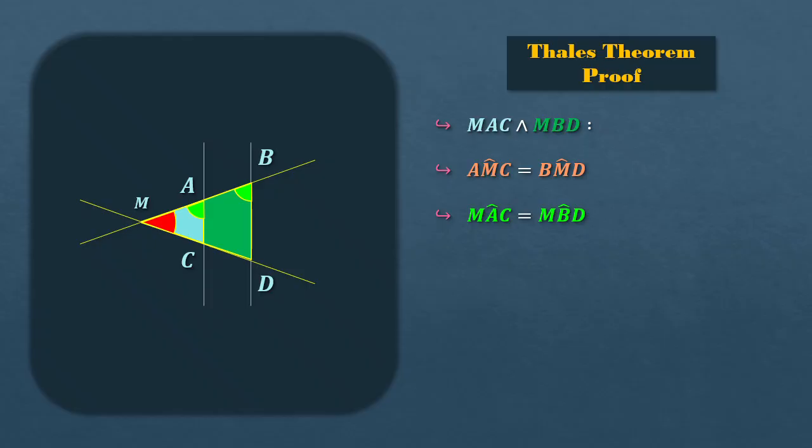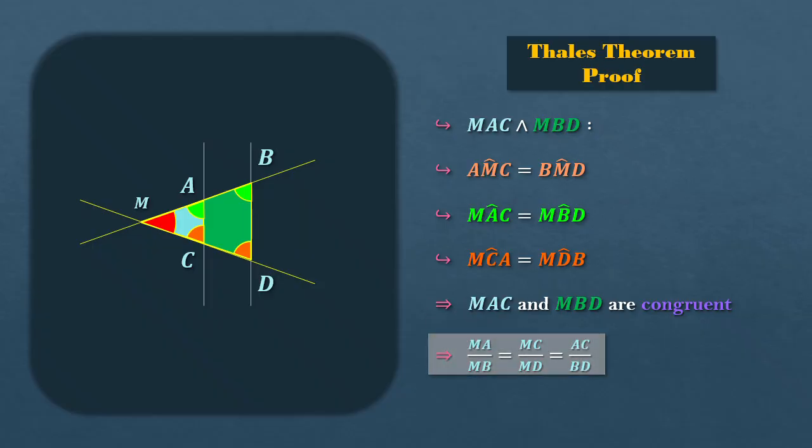Similarly, considering again the two parallel lines AC and BD and the secant line MC, we deduce that the measure of angle MCA is equal to the measure of angle MDB. This gives us a third angle equality. Since triangles MAC and MBD have three pairs of equal angles, then they are similar triangles. From the similarity of these triangles, we can directly deduce the equality of the ratios of their corresponding sides. MA divided by MB equals MC divided by MD equals AC divided by BD. This completes this short proof of Thales' theorem.